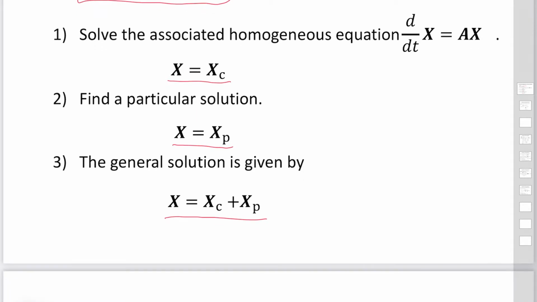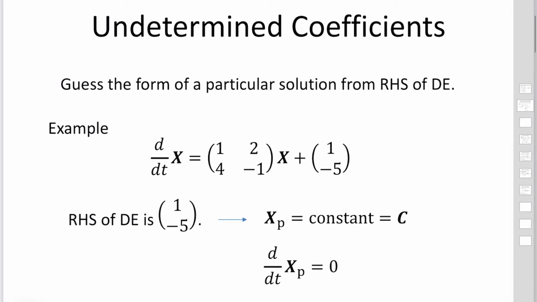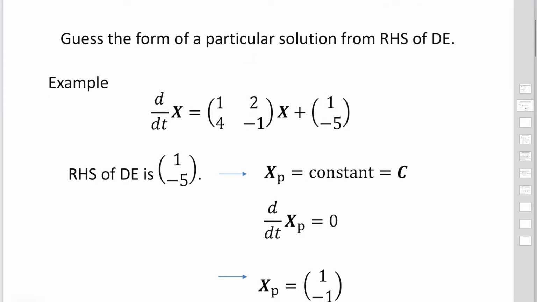Now I'd like to explain how to find the particular solution. We have two methods. The first method is the undetermined coefficient method. In this method, guess the form of a particular solution from the right-hand side of the differential equation. For example, consider the differential equation dx/dt equals a matrix times x plus a vector f, which is (1, -5). From the form of f, we can guess that the form of the particular solution should be a constant vector.